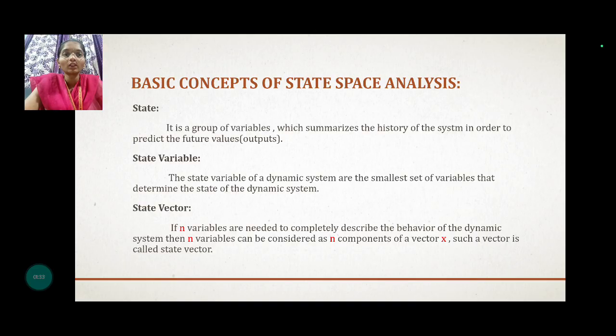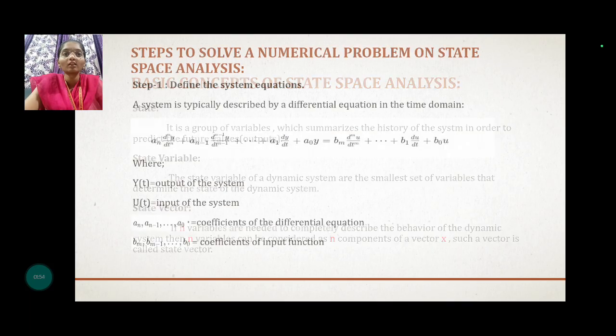State variable: the state variables of a dynamic system are the smallest set of variables that determine the state of the dynamic system. State vector: if n variables are needed to completely describe the behavior of a dynamic system, then the n variables can be considered as the n components of a vector x. Such a vector is called a state vector.